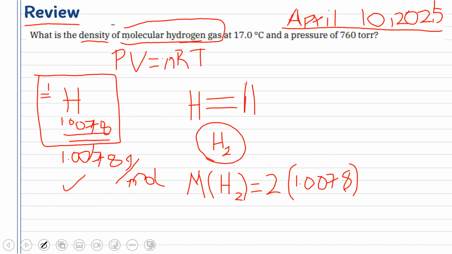So when you put this in your calculator, what do you get? I'm trying to find my calculator. Yeah, it's here. Good. So if you put this in your calculator, you should get something like surely something that has 2 point something in there. So 2 times 1.0078. Yeah. And I have something like this. If you had something like this, we're on the same page. 2.0156 grams per mole.